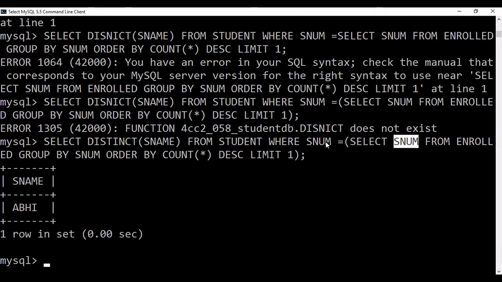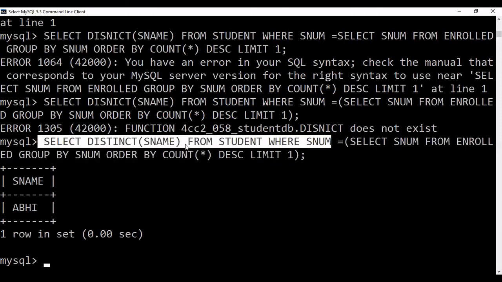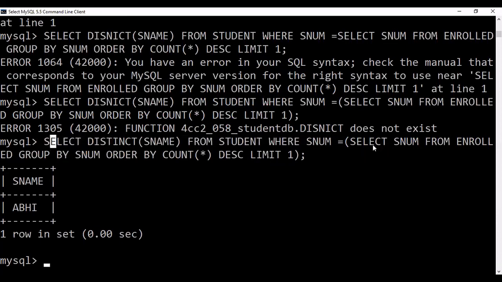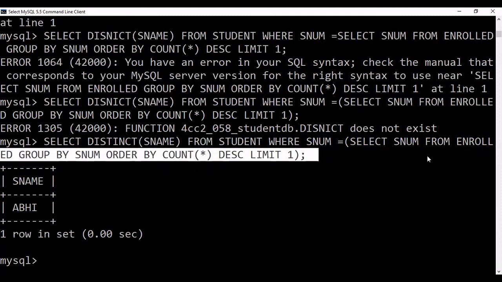From the first one, I want only S number. That S number I'm comparing with the student table: distinct of student name from student, where S number equals this inner query. So this is an inner query operation. The innermost query is giving the student number from enrollment which is assigned with the maximum. So you cannot apply the max operation here.